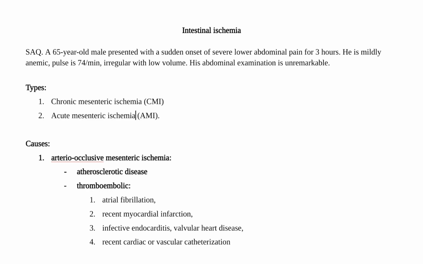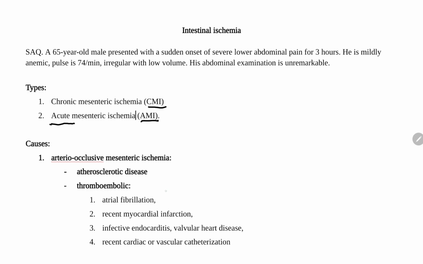This intestinal or abdominal angina is of two types according to the presentation. Number one, chronic mesenteric ischemia. And number two, acute mesenteric ischemia. So AMI and CMI. AMI, we know, means acute myocardial infarction, but it also means acute mesenteric ischemia.